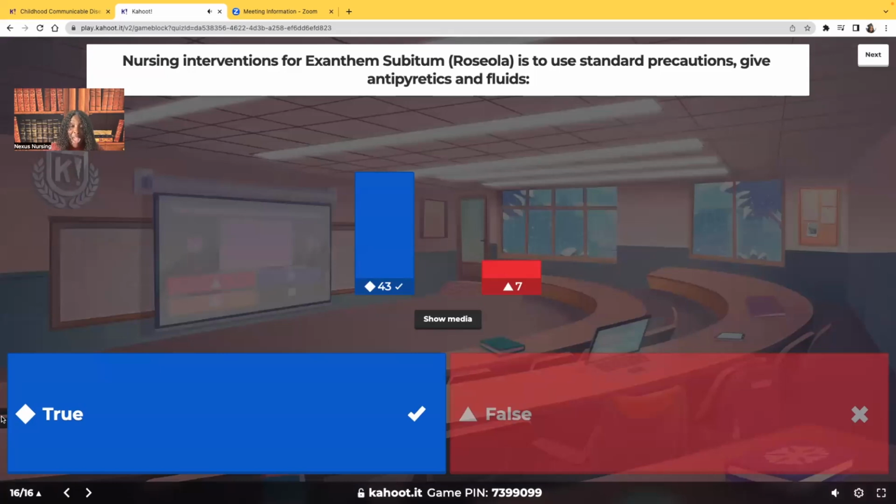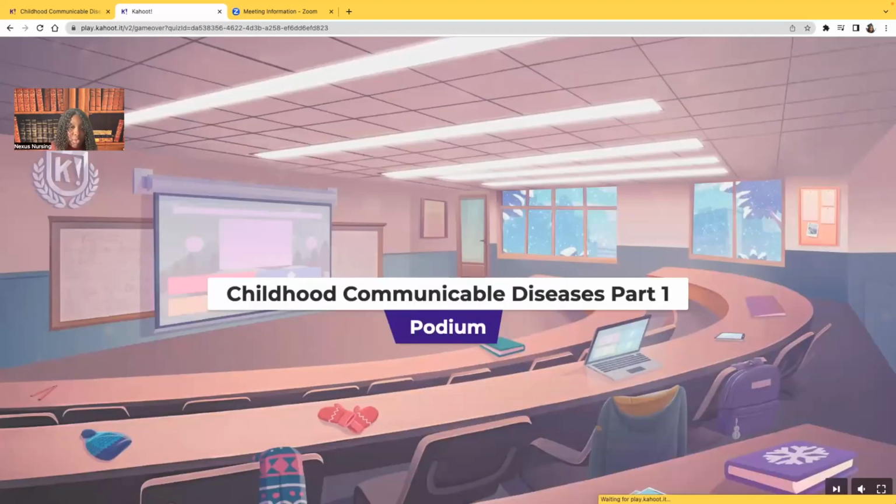True. We're going to use standard precautions with them. Because of the high-grade fever, we're definitely going to give them antipyretics, and we don't want that patient to become dehydrated, especially when we're talking about pediatric patients. When we're talking about the very, very young, our pediatric patients, or the very, very old, the geriatric patients, they will be at high risk for fluid and electrolyte deficiency, at high risk for dehydration, so we definitely want to keep that patient hydrated. So let's take a look to see how you guys did.